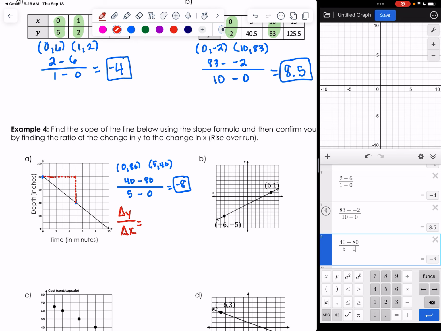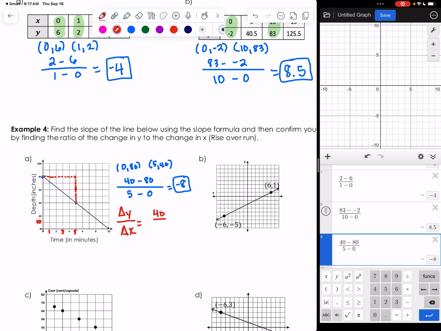Okay. Now, I want you to notice that in this graph, the y values are going up by tens. So 10, 20, 30, 40, 50, 60, 70, 80. Okay. The x values are going over by ones. 1, 2, 3, 4, 5, 6, and so on. Okay, so when I'm getting my change in y, if I'm going by tens, this is going 10, 20, 30, 40. So I'm going up 40.